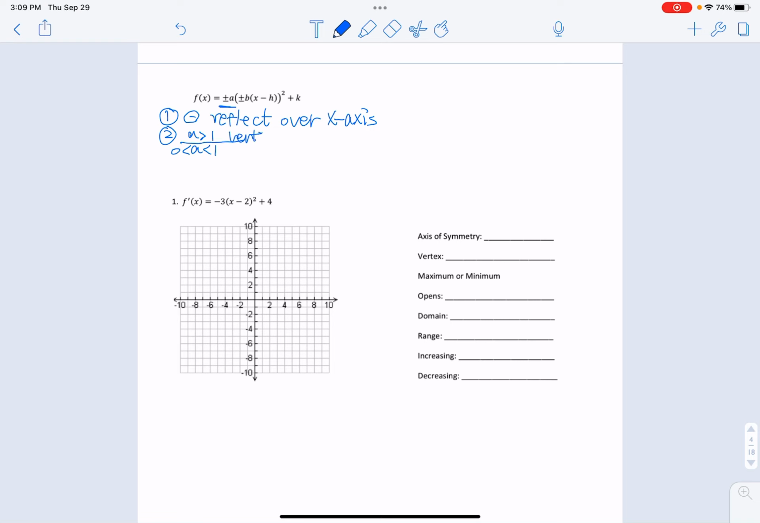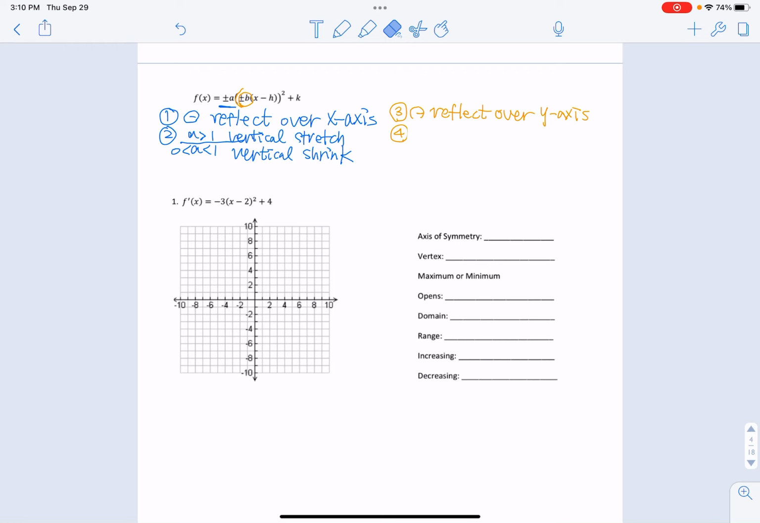Either vertical stretch or vertical shrink. And then we'll talk about the b value inside the parenthesis. If it's negative, that reflects the whole function over the y-axis. And then it also depends on the b value.